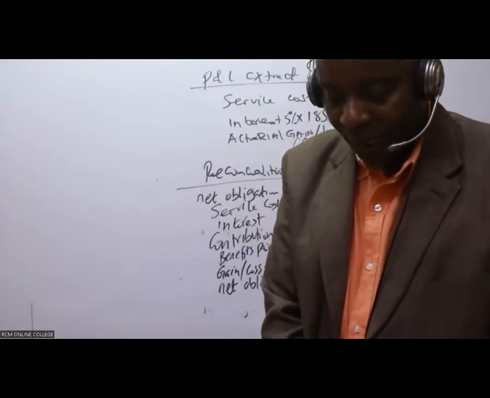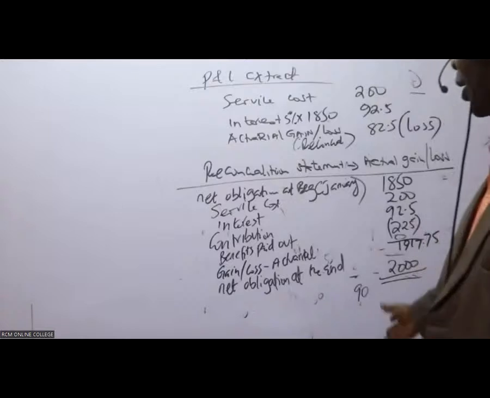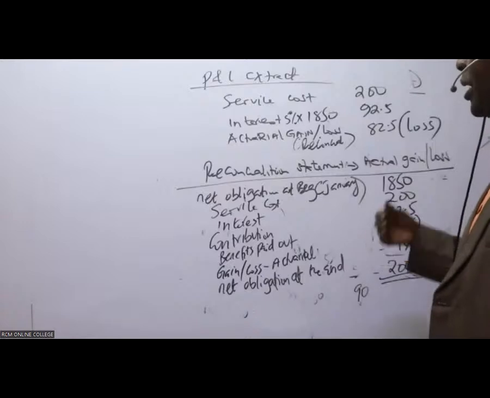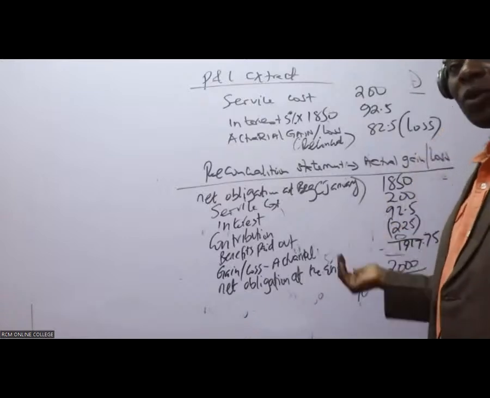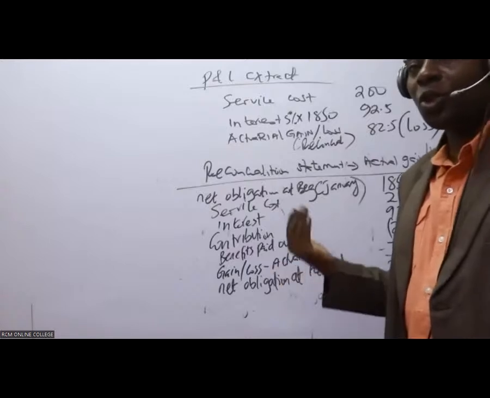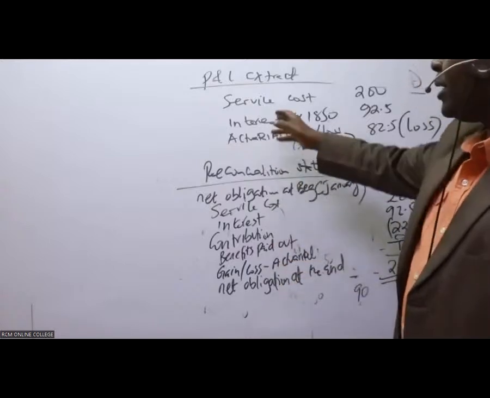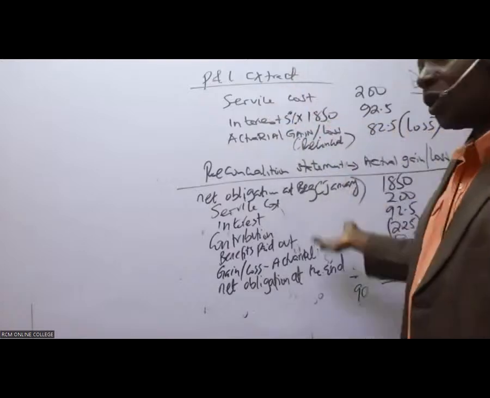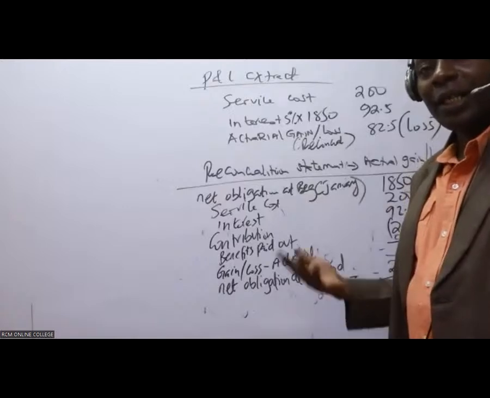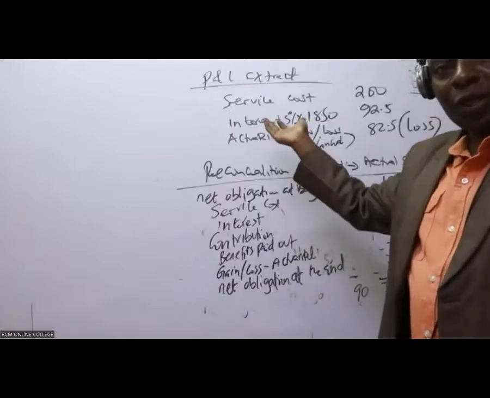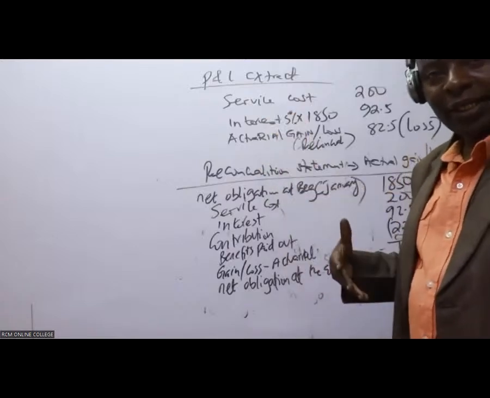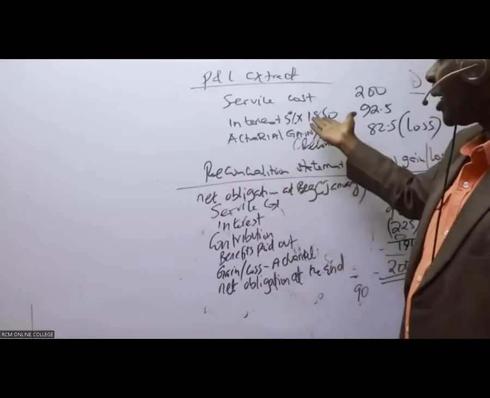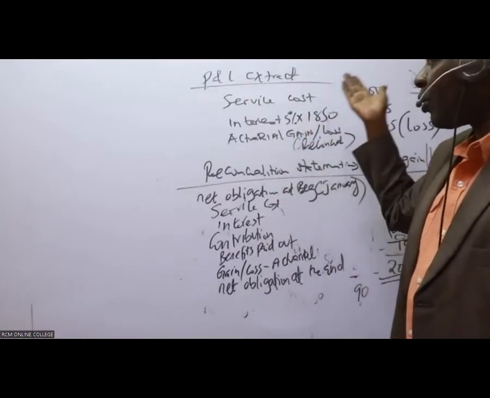So, ladies and gentlemen, in this case here, the explanation is about these things here. Any service cost is increasing the obligation to the plan, and therefore I will come and debit the P&L. I'll take this to the P&L as an expense. Interest is an expense. I'll debit this interest expense, or I simply take this to the profit and loss account.